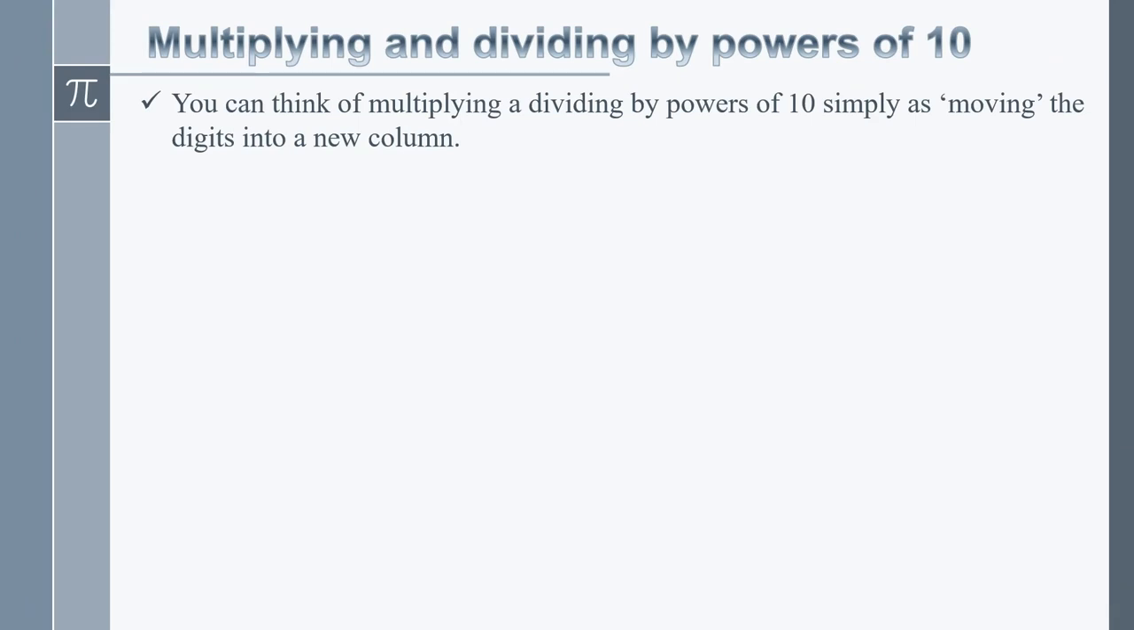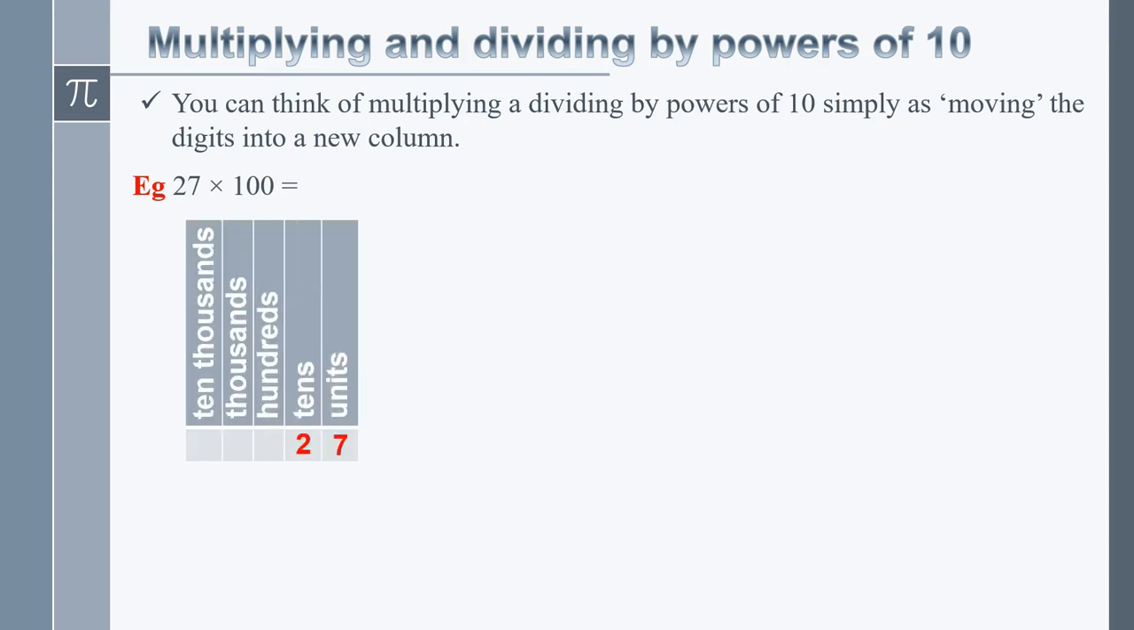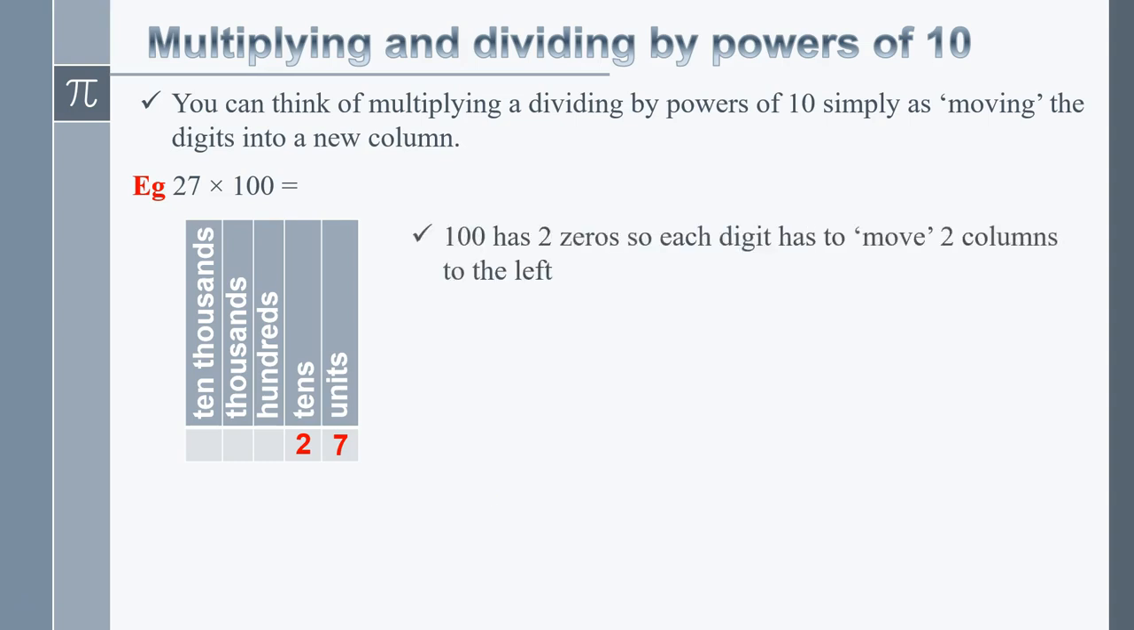When you're multiplying and dividing by powers of 10, you can just think about the power of 10 as causing the digits to move into a new column. The number of columns you're going to move is determined by the number of zeros. We've got an example here, 27 times by 100. There's our columns all labelled, and there's the 27, 2 in the tens column and 7 in the units column. We've got 2 zeros in 100, so that tells us that each digit has got to move 2 columns to the left.